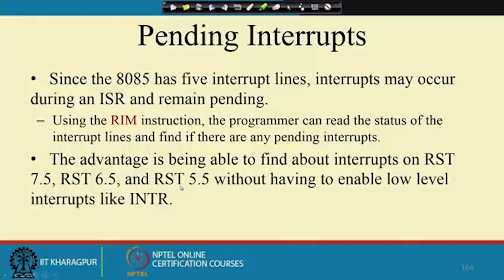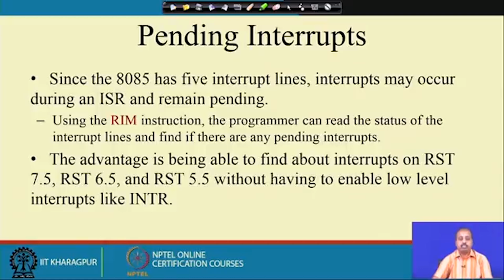Since there are so many interrupt lines, there are 5 interrupt lines, an interrupt may occur during an ISR and can remain pending. Using the RIM instruction we can check whether any interrupts are pending, and if we do not want to respond to those interrupts, we can clear those flip flops accordingly. This is the advantage of being able to find out the RST 7.5, 6.5, 5.5 interrupts without having to enable the low level interrupt INTR. We want to just access the other interrupts, so we can do that.